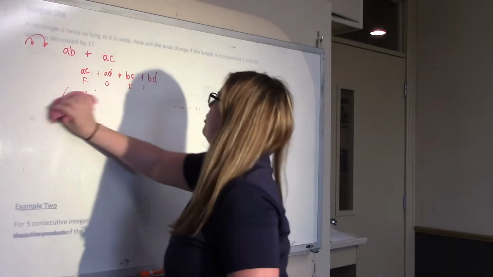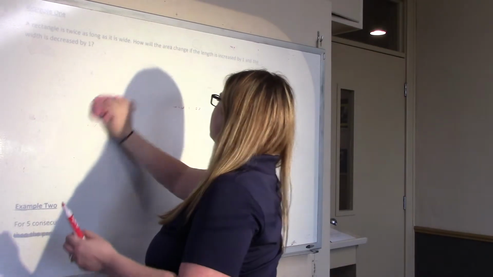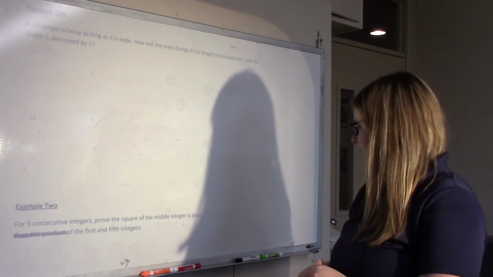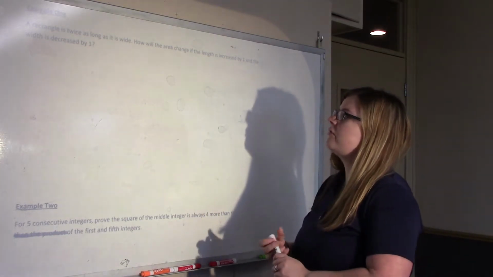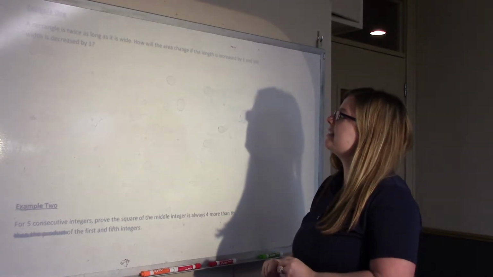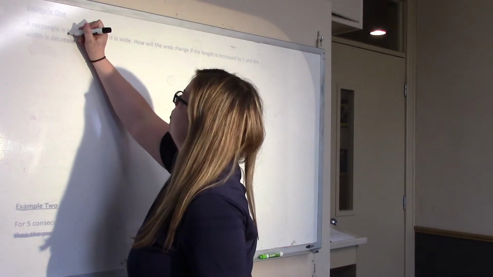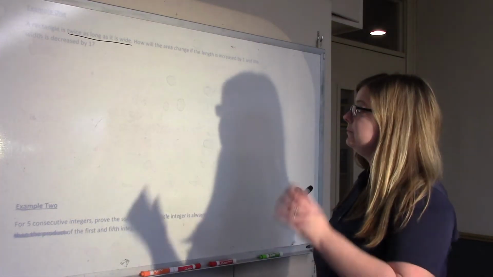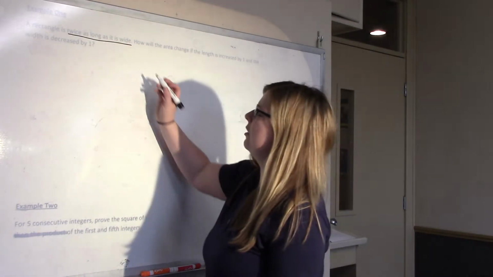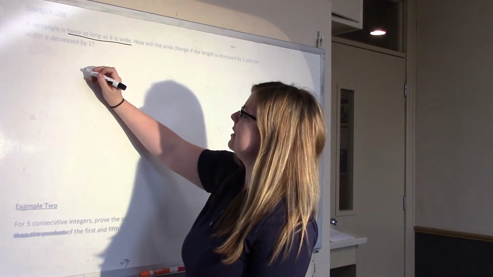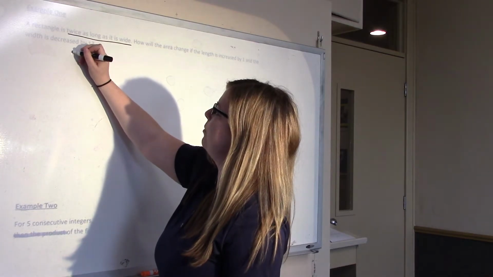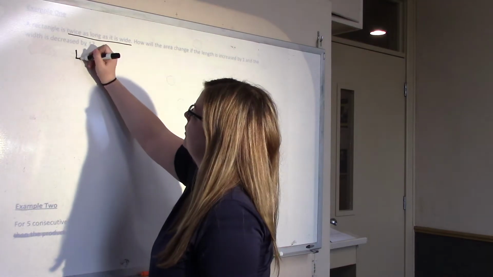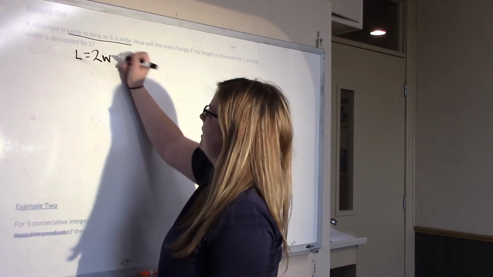Okay, so these word problems also require some thinking. The horror. Okay, so we have to create some expressions. So a rectangle is twice as long as it is wide. Twice as long as it is wide. So right away I'm thinking, okay, a rectangle is twice as long as it is wide. So its length is equal to twice its width.